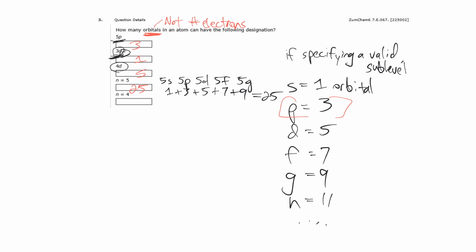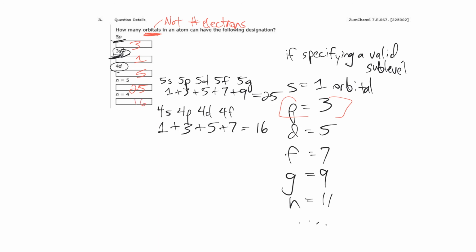How about the next one? N equals 4. Well, what sublevels do we have? 4s, 4p, 4d, 4f. The number of sublevels is equal to the value of the principal number. How many orbitals are there? In the 4s sublevel, there's 1. In the 4p sublevel, 3. In the 4d sublevel, 5. And in the 4f, 7. If you add those together, you get 16.